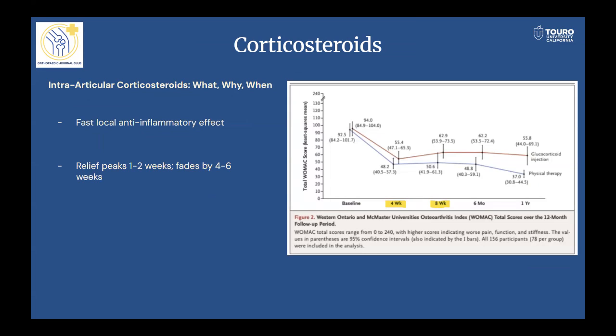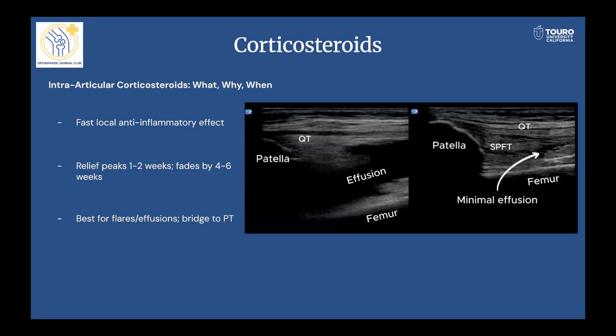And this is just a little graph here showing that you can see the pain starts coming back after 8 weeks, generally speaking. Really ideal for things like acute flares and large effusions that you can see on this ultrasound image here. And we can even use it for other things like pes anserine bursitis, prepatellar bursitis, IT band friction, when inflammation is really clearly localized to those structures.